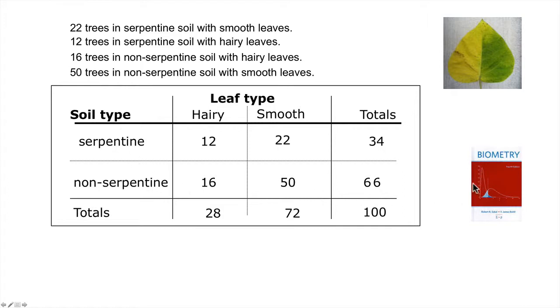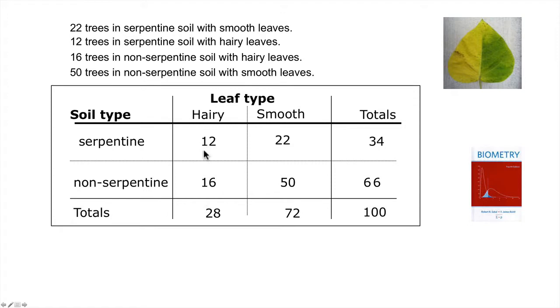This particular example comes from Sokal and Rohlf's Biometry, and it deals with tree types. Either they've got hairy leaves or smooth leaves in mineral-rich or non-mineral-rich soils. There were a total of 100 trees surveyed, and you'll see that 34 of them were found in serpentine soils, and 66 were found in non-mineral-rich or non-serpentine soils, whereas 72 of the trees had smooth leaves and 28 of the trees had hairy leaves.